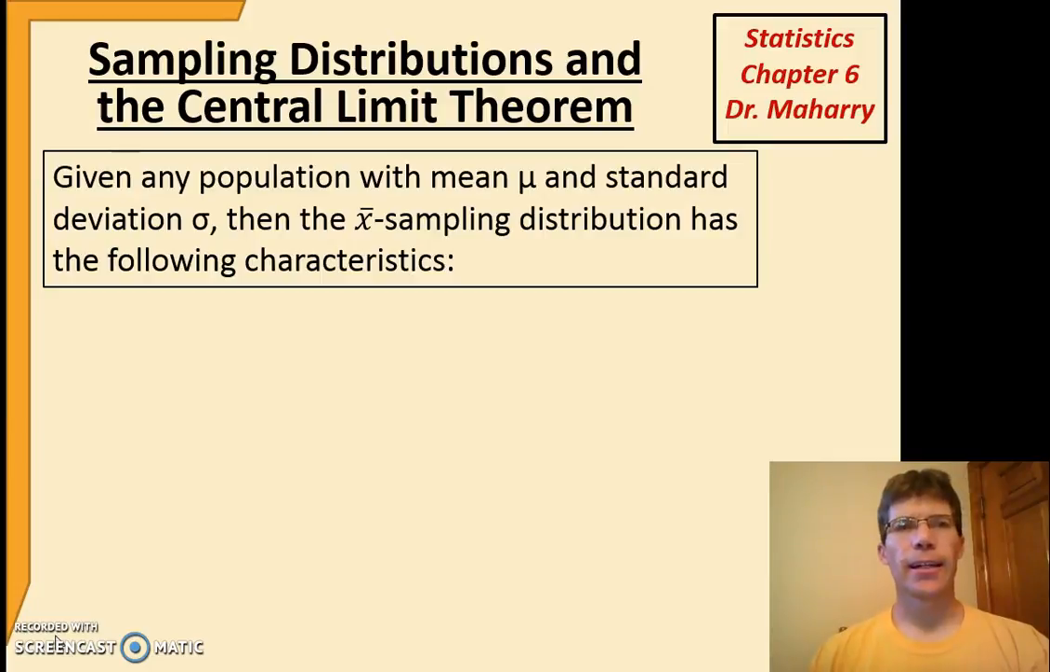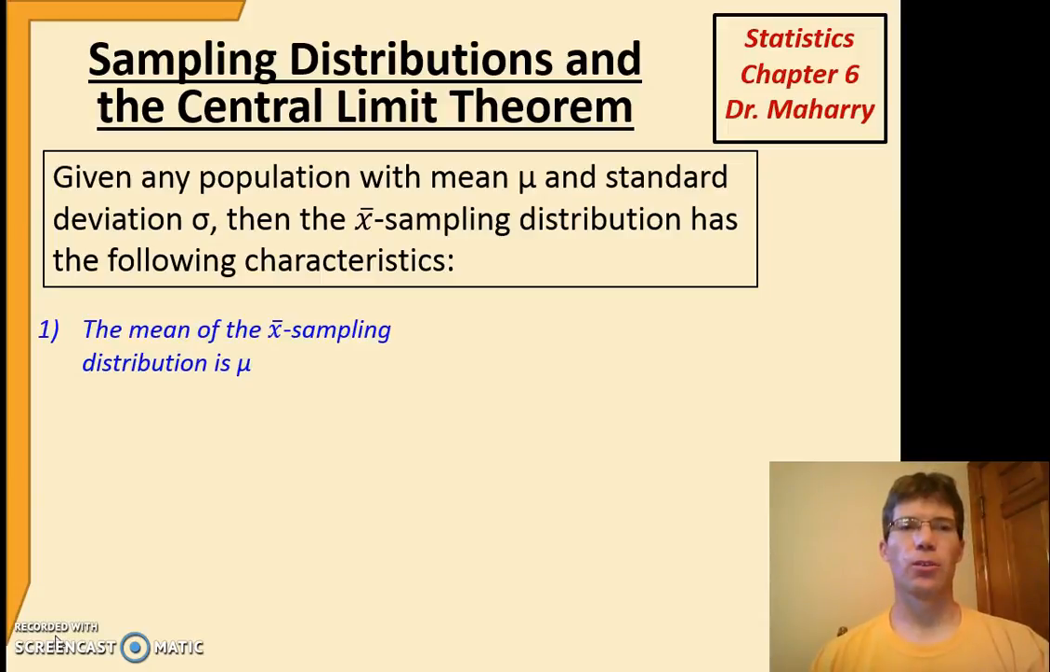To get an idea of what we're talking about here, suppose we have any population with some mean mu and some standard deviation sigma. We may not know what these are, but if we start sampling from this population, what does the X bar sampling distribution look like? It has several characteristics. Number one, the mean of the X bar sampling distribution will be the mean of the original data. Another way to think of this is, suppose we have a box with a whole bunch of numbers in it, and we don't know what the mean is, or the standard deviation.